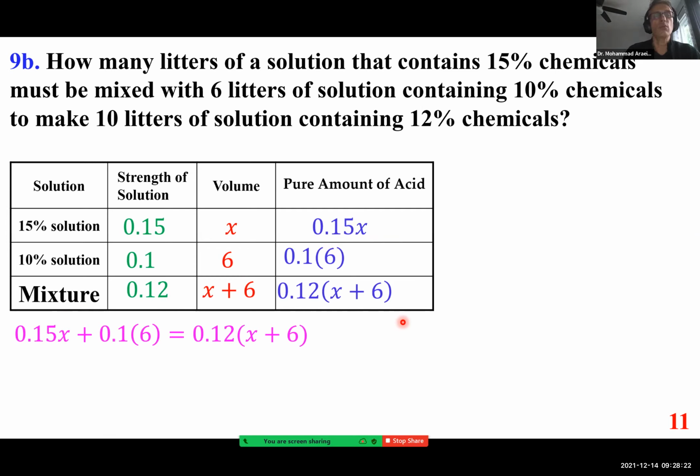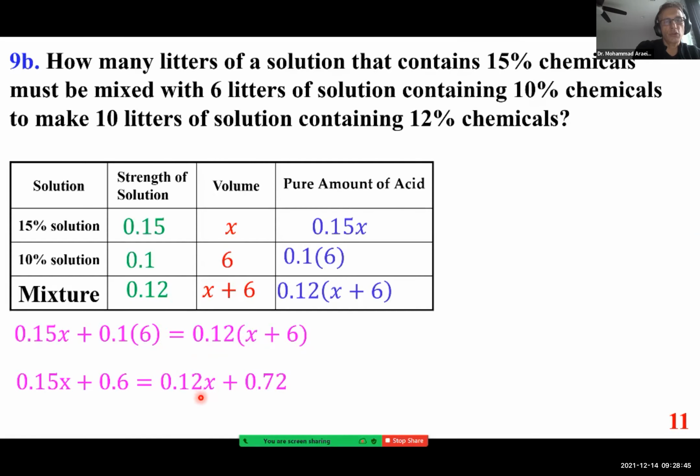You can solve it the way it is, or multiply both sides by powers of 10 with two zeros. That means 100, because you have two decimals to get rid of all the decimals. It's up to you. If you keep it the way it is and distribute, you get this one. So 0.15x plus 0.1 times 6 is 0.6. If you distribute this one is 0.12x, and if you distribute this one is 0.72. So how do we move things around? We can subtract this, and that becomes 0.03x.